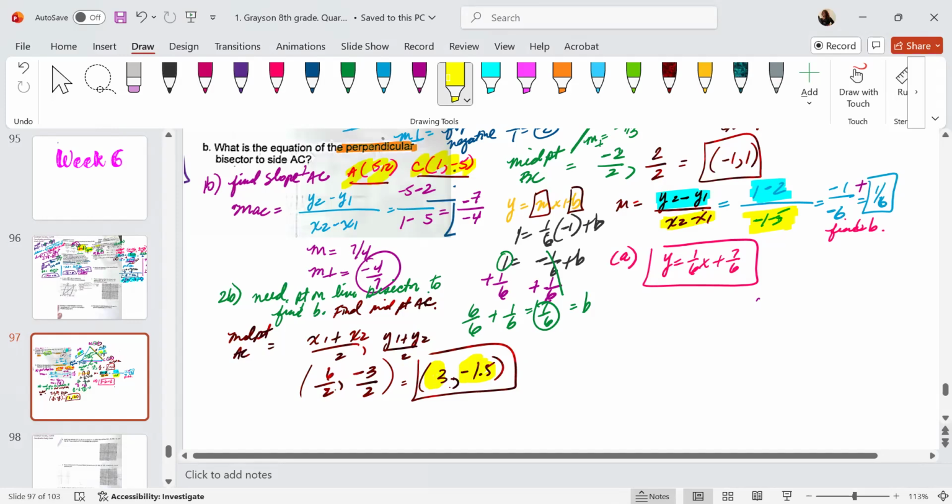I got 7/4. How? Why is it over 4? The midpoint formula is divided by 2. How do you get 4? Do you agree that this is the midpoint formula? Do you see that? This is x1, y1. This is x2, y2. Plug that in.